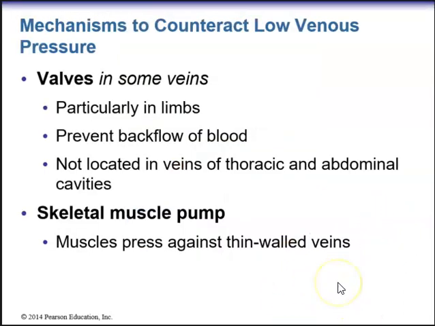Now we have specific mechanisms to help counteract low venous pressure within veins. We have structures called valves. Valves are not contained in all veins, but they are contained in some veins, particularly in the limbs. Valves help prevent backflow of blood. Valves are not located in the veins of the thoracic and abdominal cavities.